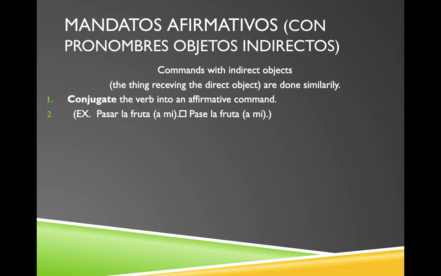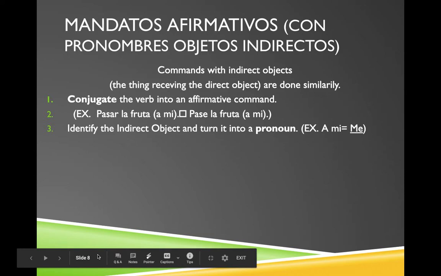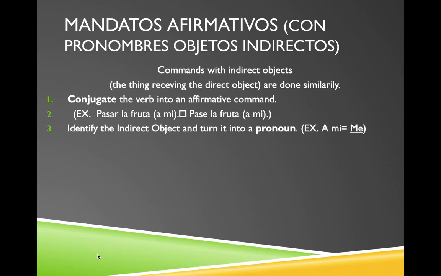Pass the fruit to me. The direct object in this sentence is what? The fruit. Who's receiving the fruit? Me. Okay? I'm asking you to do it as a command. Pase la fruta a mí. They're done very, very similar. So, who's receiving it? Me. That's the indirect object. Do you remember what those indirect object pronouns were? Me, te. They're just like gustar. Le, nos, les. Me, te, le, nos, les. So that's me is receiving it.